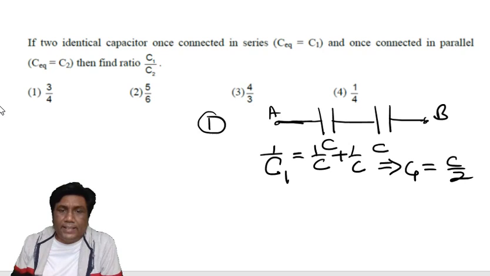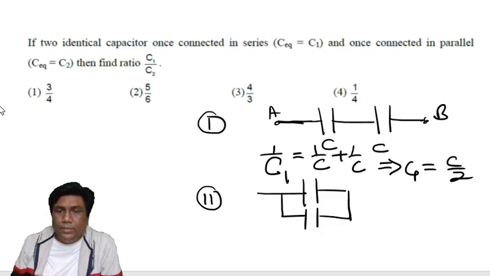Again, in the second case, the two capacitors are in parallel. They are identical capacitors, and they are in parallel. Now what is the capacitance between A and B? This is said to be C2. We understand that when two capacitors are in parallel, their net capacitance is just the algebraic sum of them, nothing else. So C plus C is nothing but 2C.